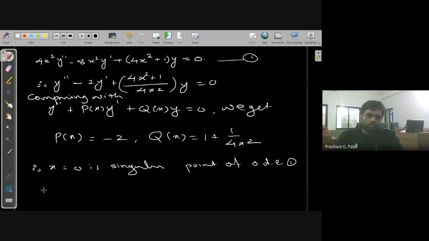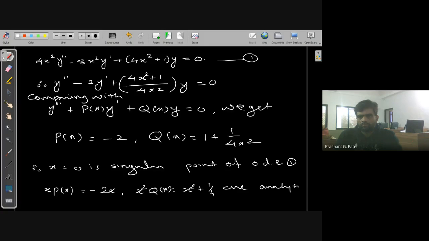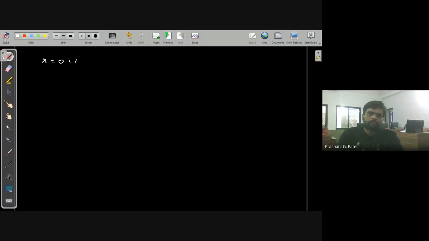To get the regular singular point, we have to check x into p of x, which is minus 2x, and x square into q of x will be x square plus 1 by 4. Both of them are analytic at x is equal to 0. Therefore, what we can say is x equal to 0 is the regular singular point of ODE 1.